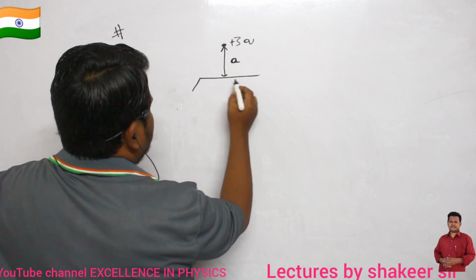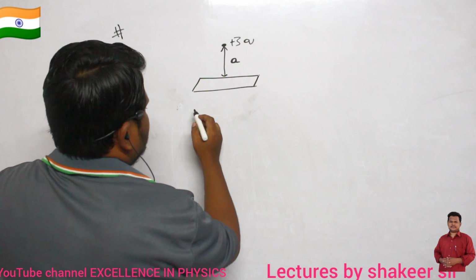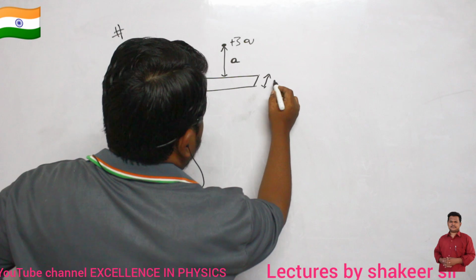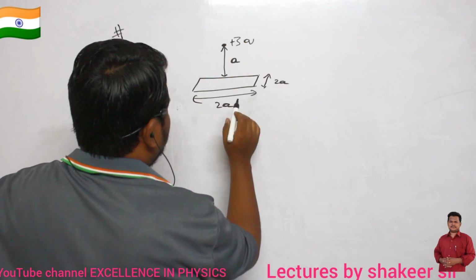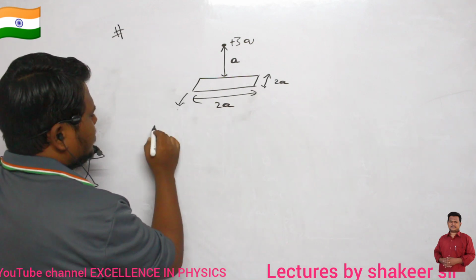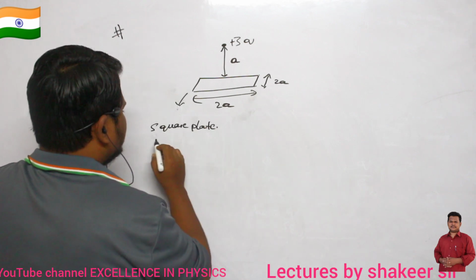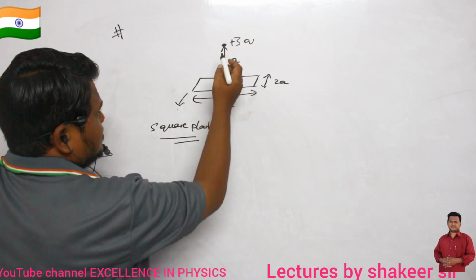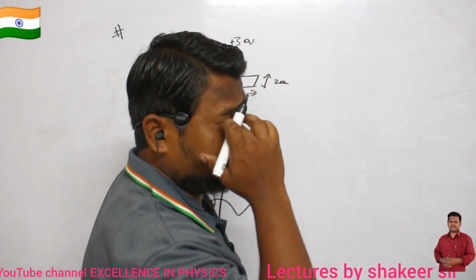So there is a laminar plate whose width is 2A and whose length is also 2A. Are you able to understand? So this is what kind of plate? I can call it a square plate. A square plate is present, whose dimensions are 2A and 2A. So this is a charge whose magnitude is 3Q. It is present at a distance of A.